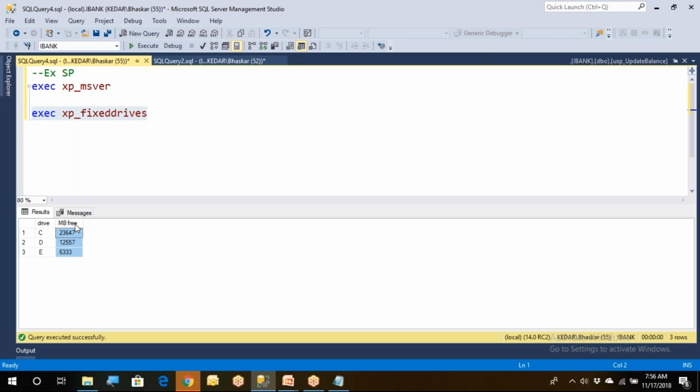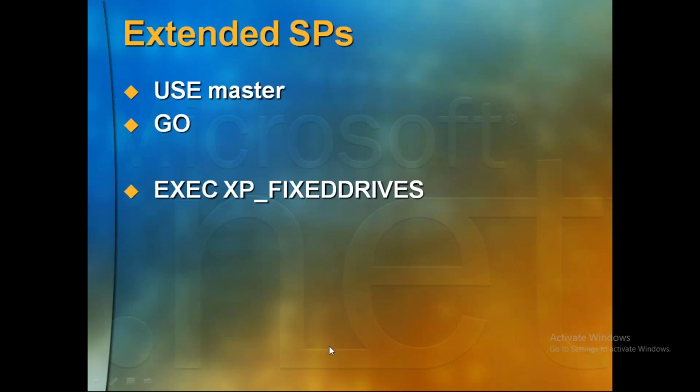So everything is done with the help of extended stored procs only. You have a lot of extended stored procs. You can just Google it. You will be able to understand. Clear?